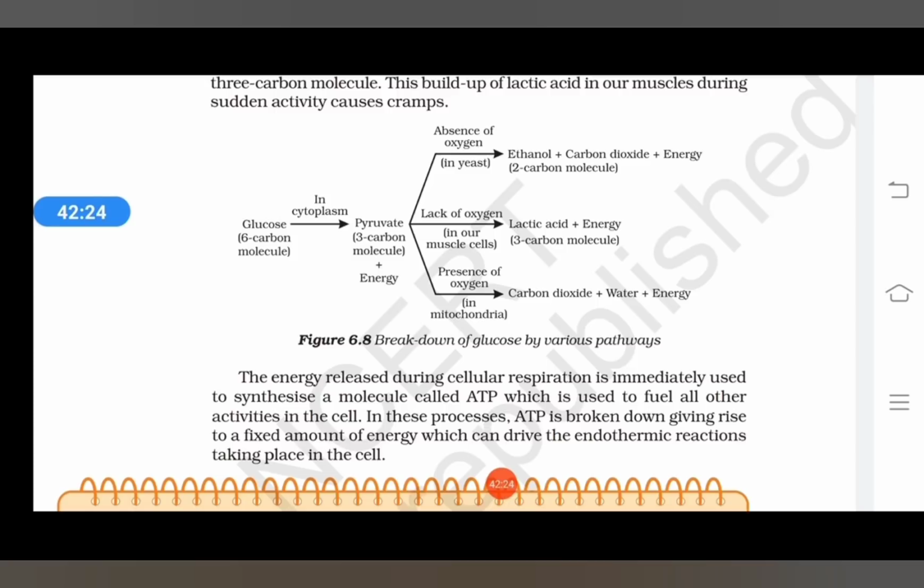So let's see the diagram. Glucose in the cytoplasm is converted into pyruvate, that is a 3-carbon molecule. In the absence of oxygen, that is in yeast, ethanol and carbon dioxide and energy are created. So it is an anaerobic process because it is done in the absence of air. And in the lack of oxygen, lactic acid and energy are created, and in the presence of oxygen, like in mitochondria, carbon dioxide and water and energy are created.